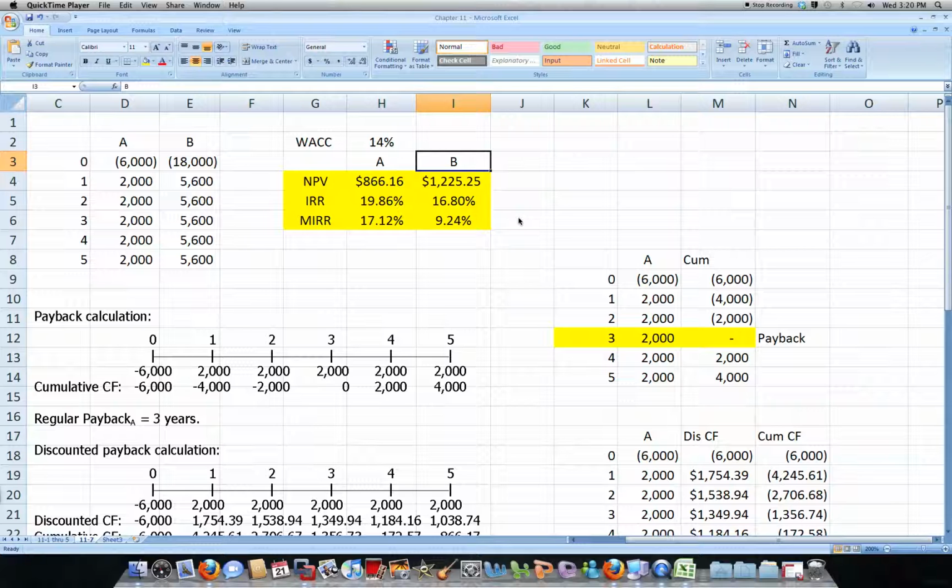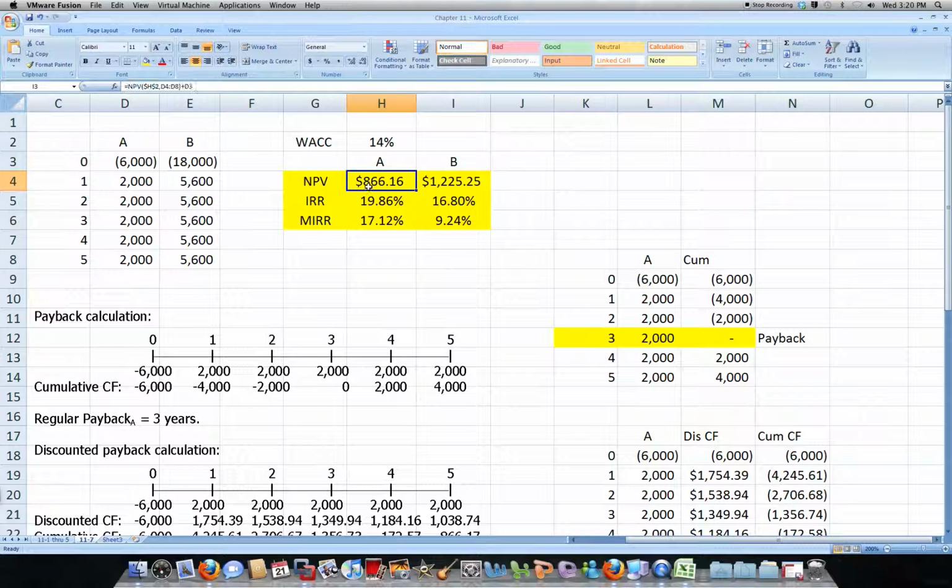Okay, so we have project A is negative 6,000. You can see it down here on a timeline if you like. 6,000, and we have 2,000 each year. Okay, project B is negative 18,000 with $5,600 cash flow each year. So it says calculate the net present value, internal rate of return, modified internal rate of return, payback, and discounted payback for each project.